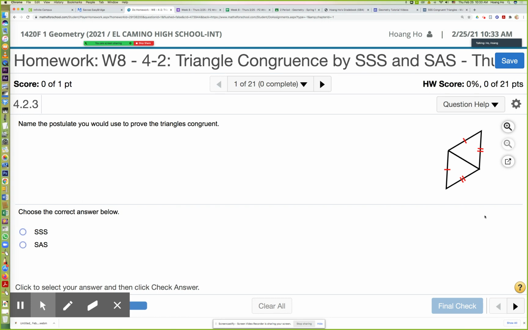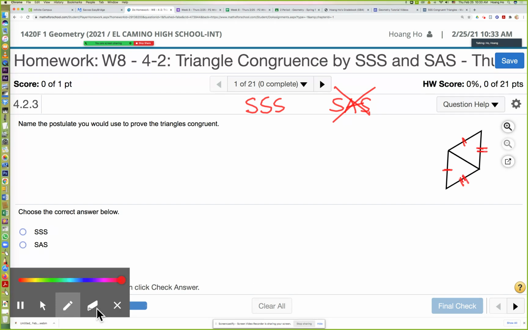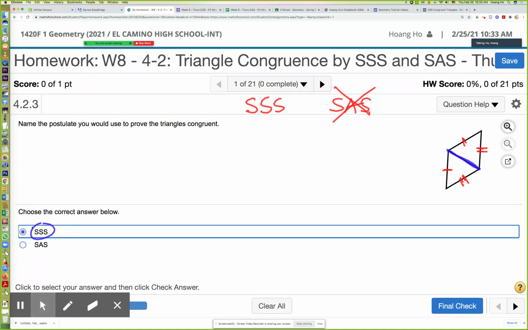Okay, so based on the markings, so far you have only either side, side, side or side, angle, side. Based on the markings, you don't see the angle, so it should not be side, angle, side. Right, but you see that one pair of sides is congruent and another pair of sides is congruent. Where's the third side? The third side is a common side right here. Okay, the common side right there. So these two triangles have to be congruent by side, side, side. Okay, so I click on side, and then I'm done.